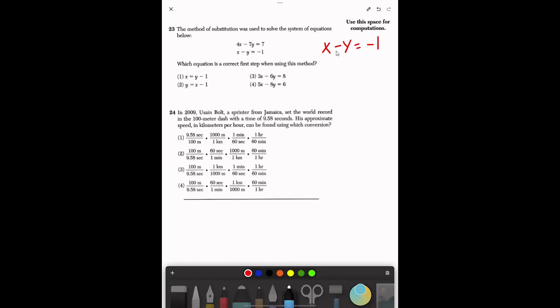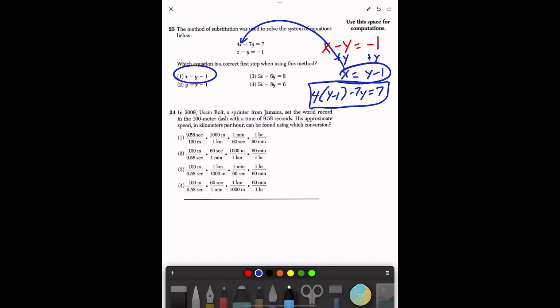So the easiest way to do it is, since the y is minus, we can just add y to both sides, and now we have x equals y minus 1, which is what this is. And that's the answer, right? Because now I can take this and substitute it in here, and now I'll have 4(y minus 1) minus 7y equals 7. And now I have one equation and I can solve it, right? That's basically what we're trying to do.